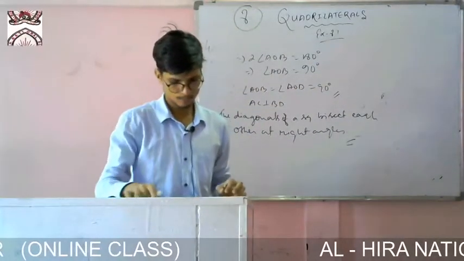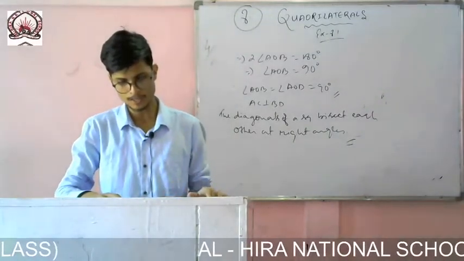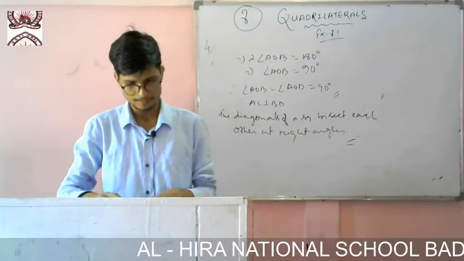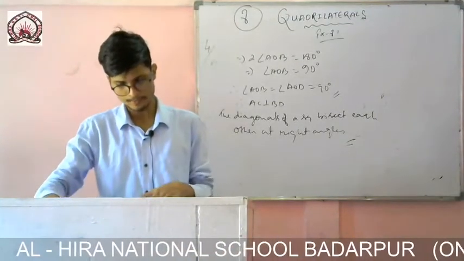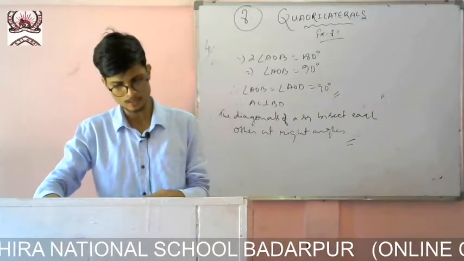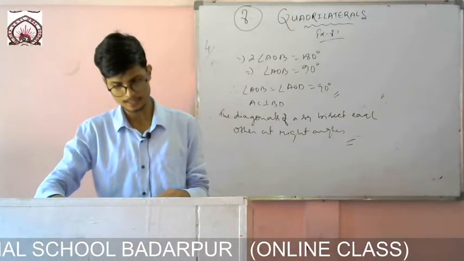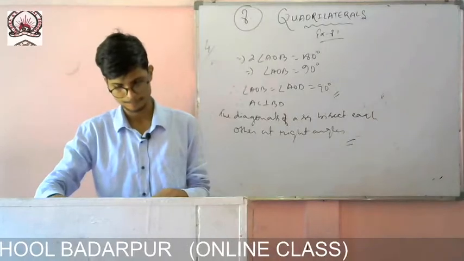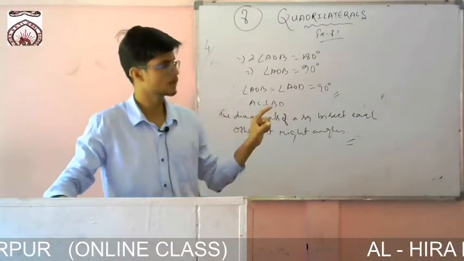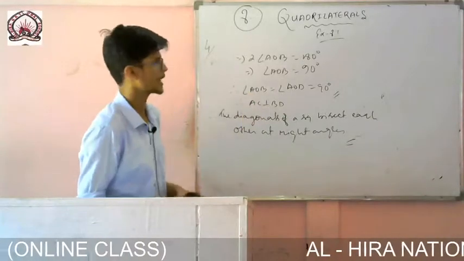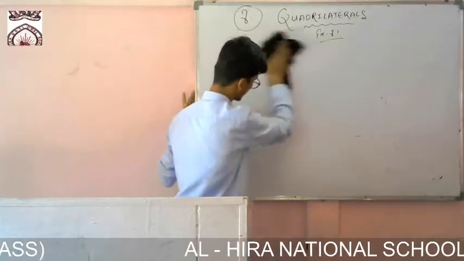Now let us move to the next question, question number 5. Show that if the diagonals of a quadrilateral are equal and they bisect each other at right angles, then it is a square. It is given in the question that the diagonals are equal and bisect each other at right angles, and I have to show that it is a square.